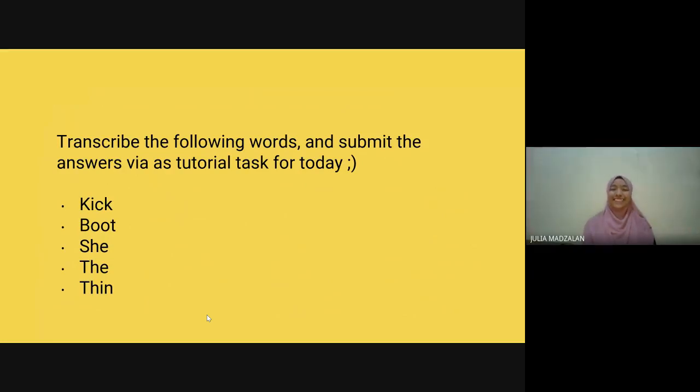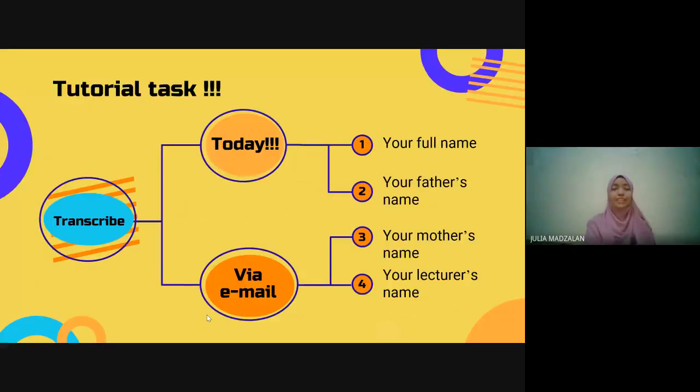Maka sebagai tutorial task, transcribe the following words and submit the answers via email for tutorial task. Tak nak lah yang ni. Yang ni yang betul. Yang tadi abaikan. Yang ni je. So for tutorial task, you need to transcribe today. Yang tadi abaikan, ambil yang ni saja.